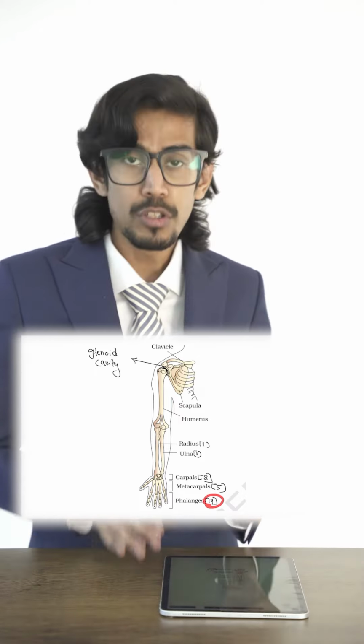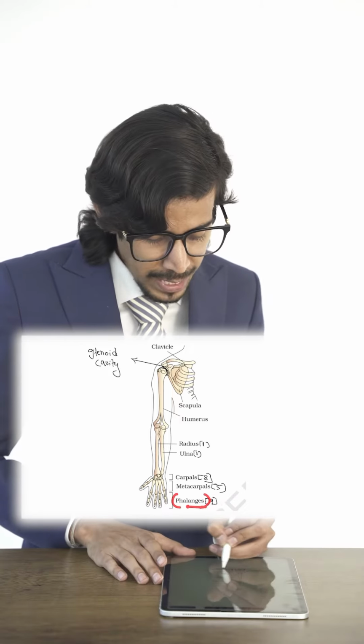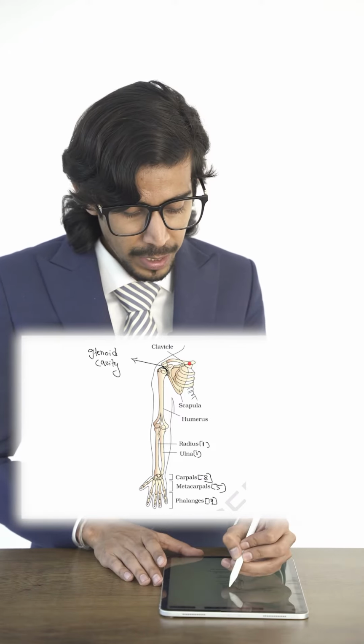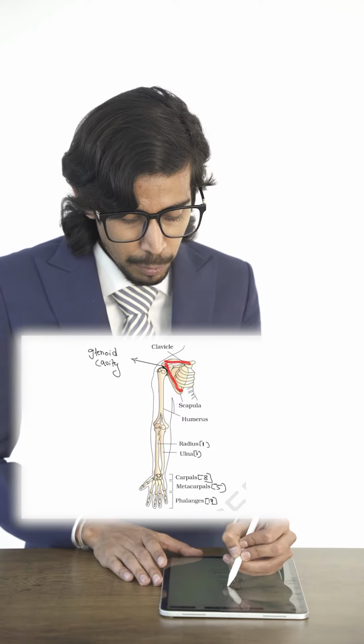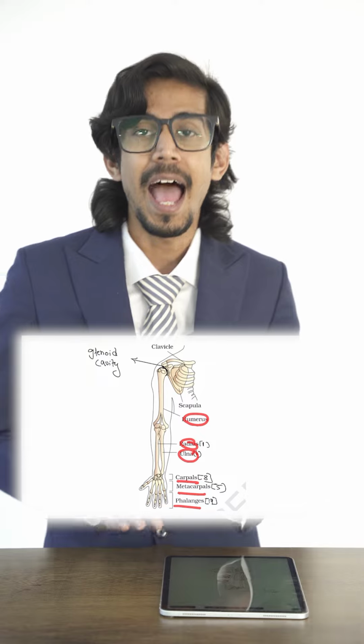And finally we have the fingers, which have 14 bones altogether. You can literally count them, and these are called phalanges. So please remember, the bones of the pectoral girdle are clavicle and scapula, and the bones of the forelimb are humerus, radius, ulna, carpals, metacarpals and phalanges.